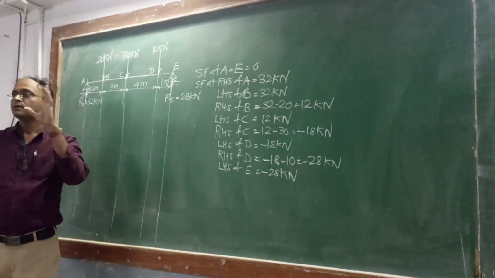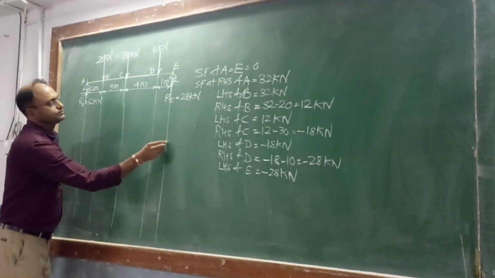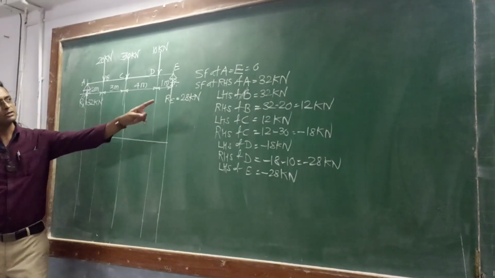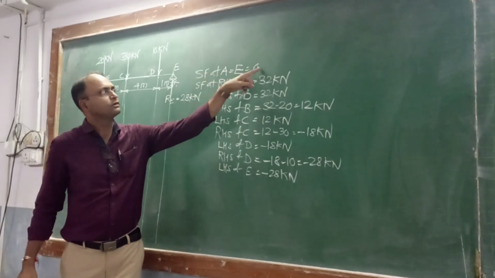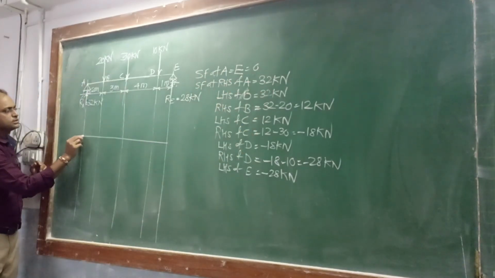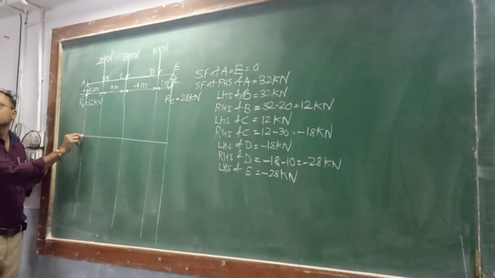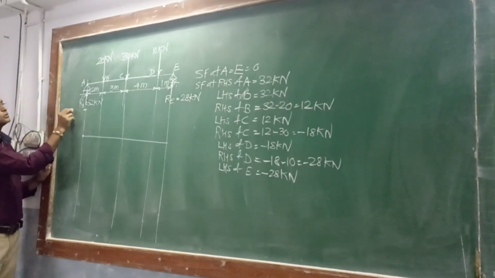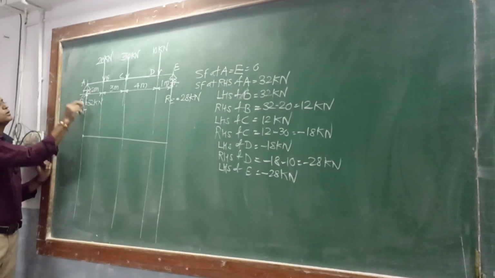Is it understood? If you have to plot the diagram, this is the baseline. What is the value at A? At A the first value is 0, the second value is 32. So we have to start from 0, this is the first value. Second value 32, so 32 plus. That's why we have to go up. So this value is 32 kilonewton.